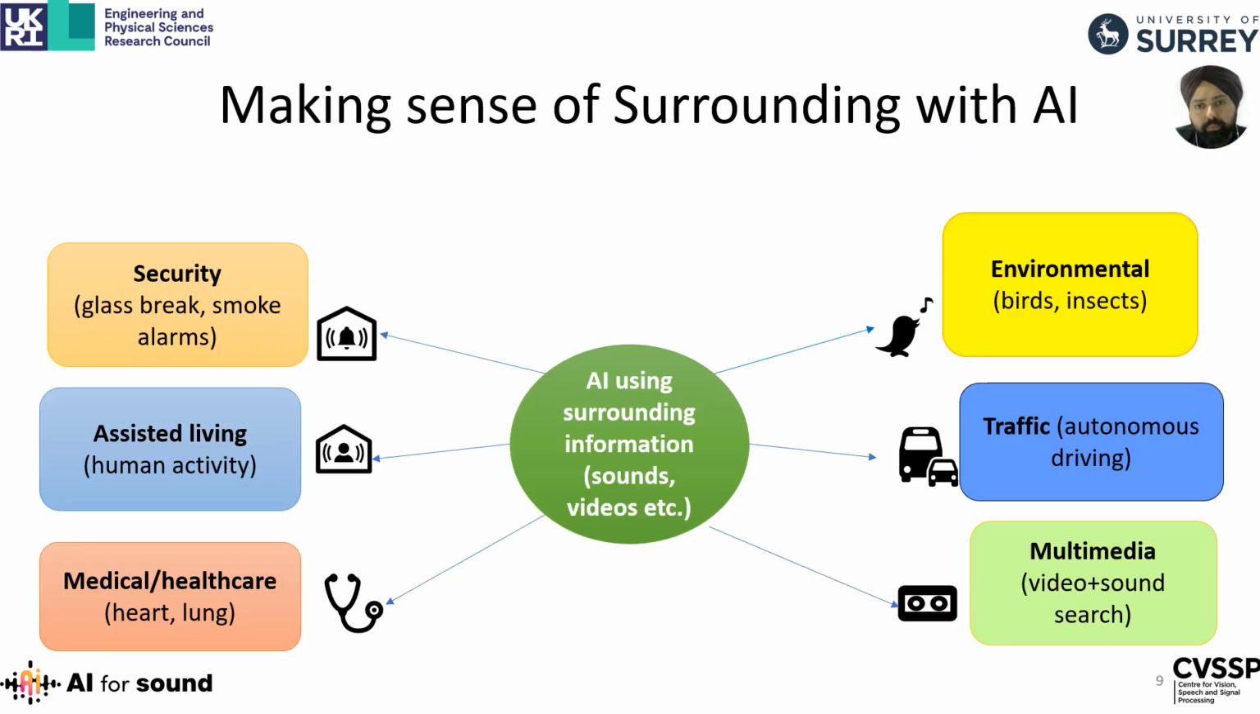So we can use this abundance of data to make sense of the surroundings with AI, in applications like security, home surveillance, assistive living, to monitor human activity in medical healthcare, for environmental monitoring in bioacoustics, or traffic monitoring, or in general media, video, and audio search. So it is possible with this AI to solve these kinds of practical applications.